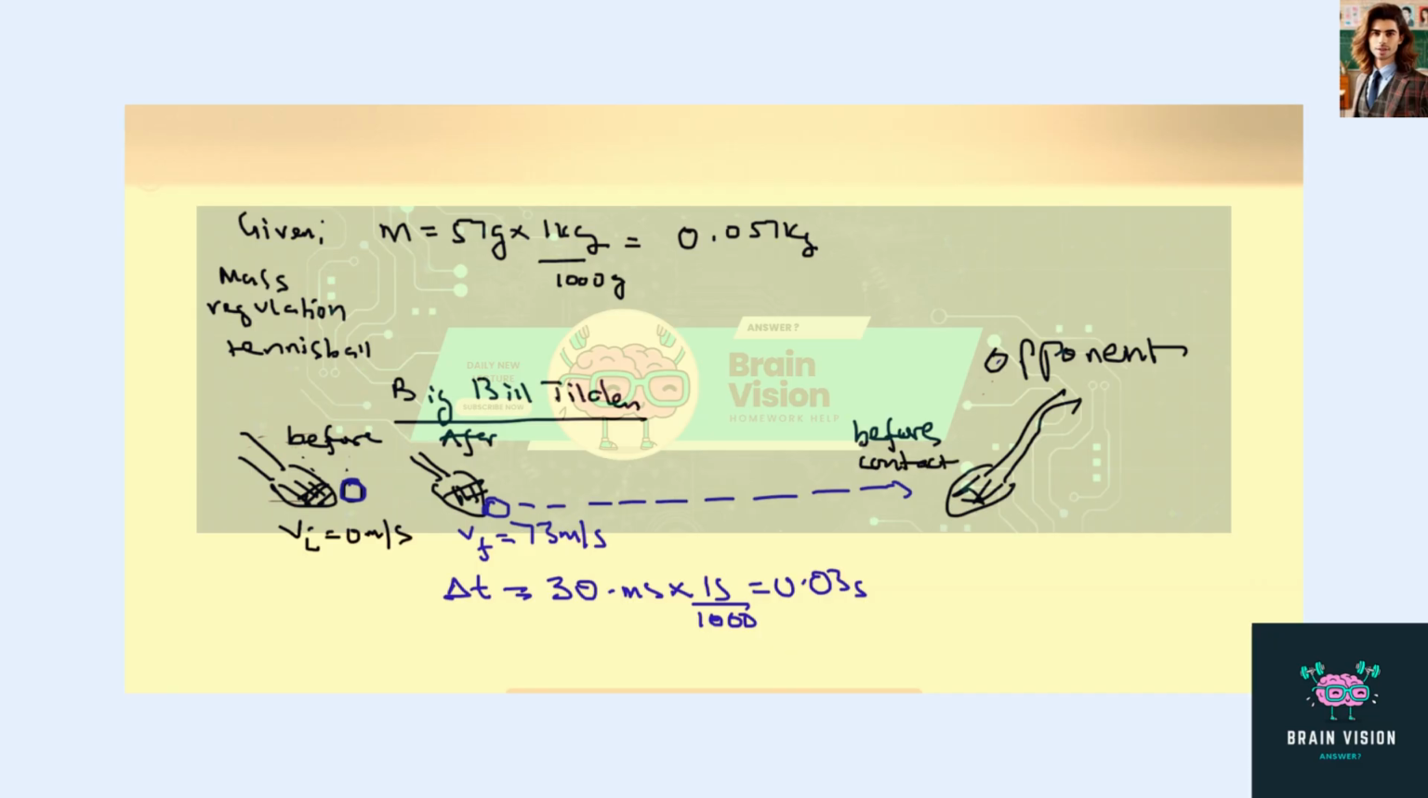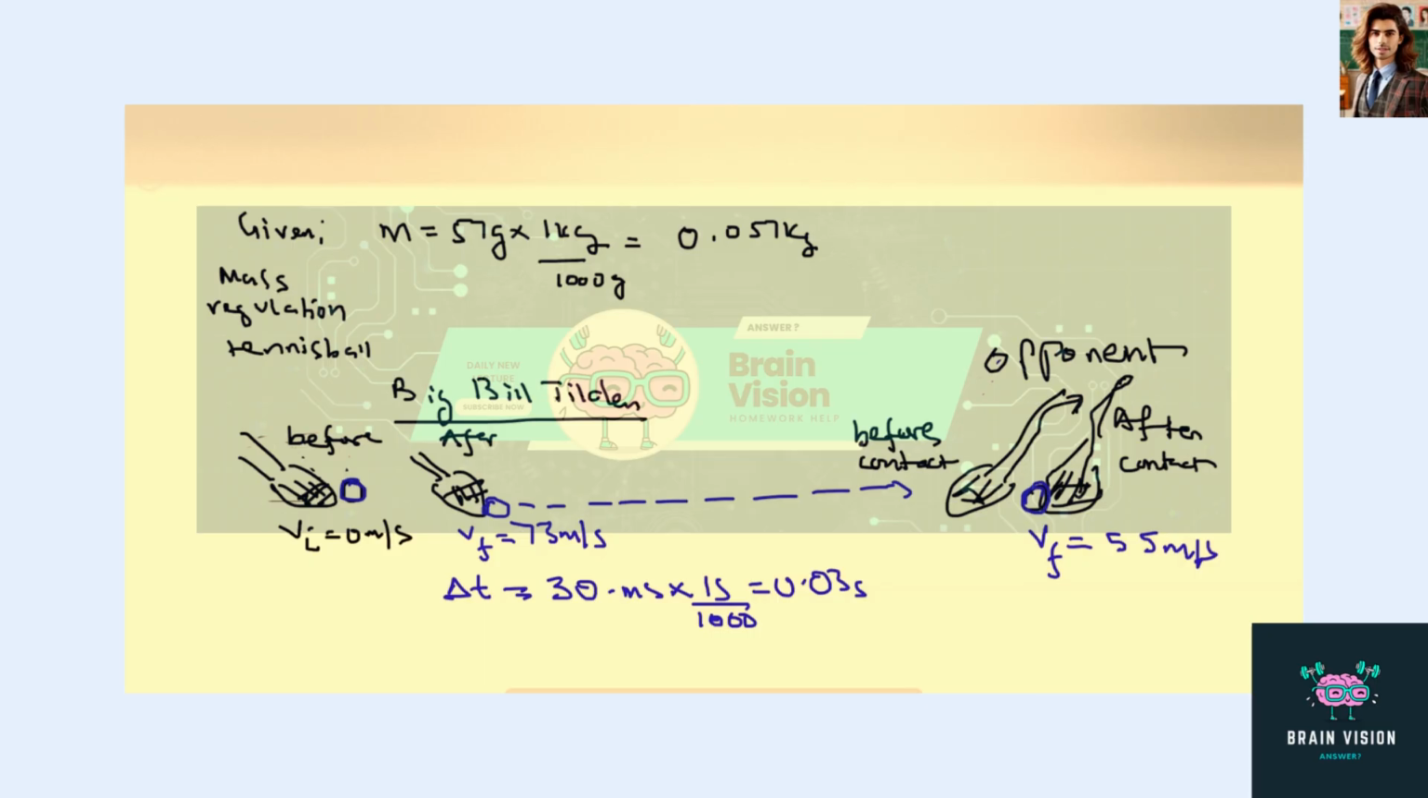So we have before contact, and then we also have after contact. After contact, the racket touches the ball, and the opponent hits the ball. So this is before contact. After contact, the opponent hits the ball with a speed of 55 meters per second. So this is what we're given.